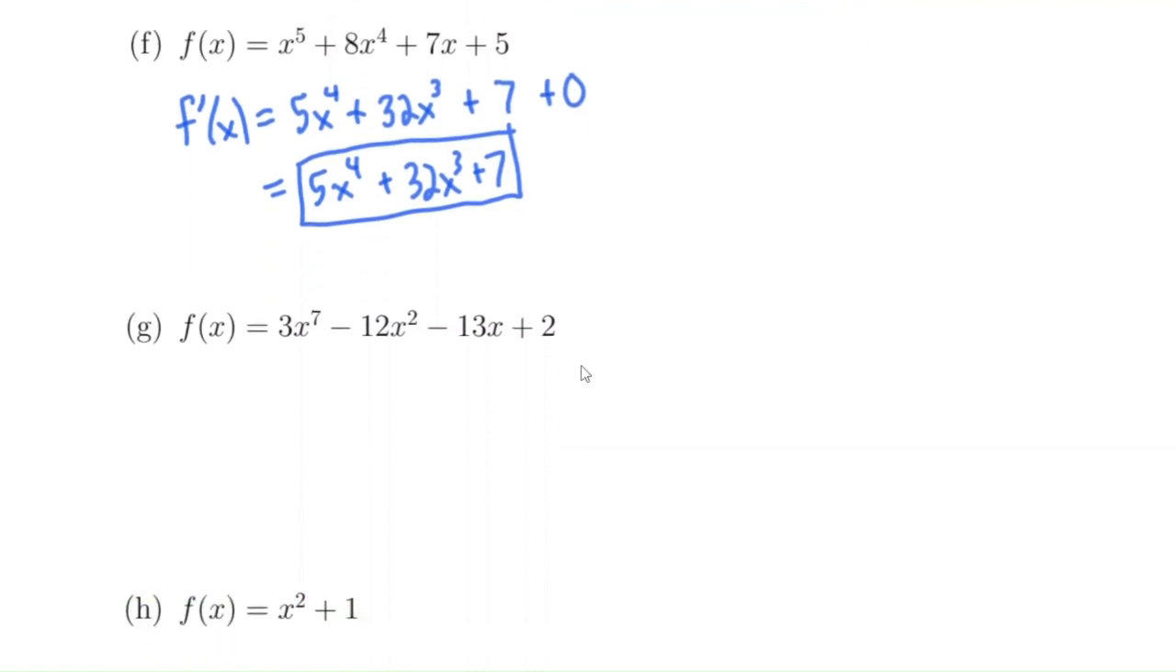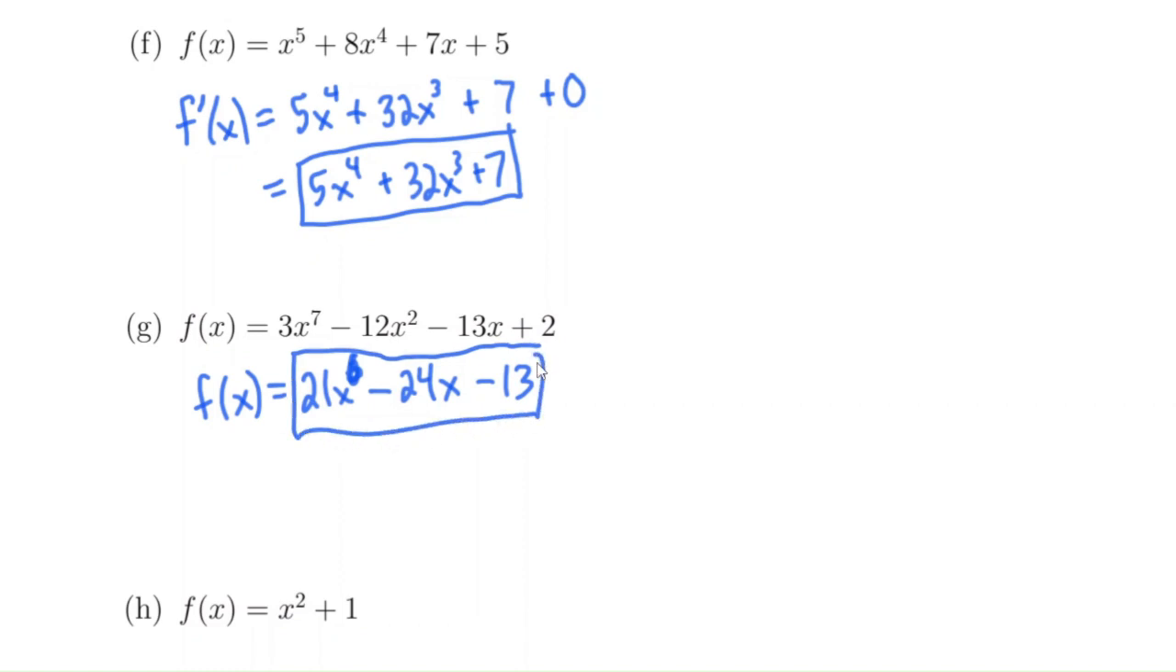Okay, another polynomial. f of x equals 3x to the 7th minus 12x squared minus 13x plus 2. The derivative is going to be 21x squared, right? Again, you take the 7, multiply by 3, you get 21. Oh, not squared. Sorry, I goofed that up. x to the 6th. 21x to the 6th minus, what will it be? 24x to the 1, and I don't need to put the 1. It's just 24x minus 13, right? The derivative of 13x is just 13. And the derivative of 2 is just 0. We're not going to write that. So we get 21x to the 6th minus 24x minus 13.